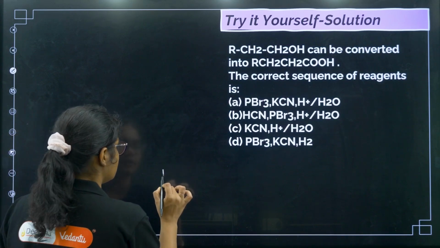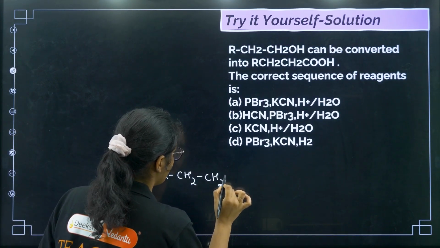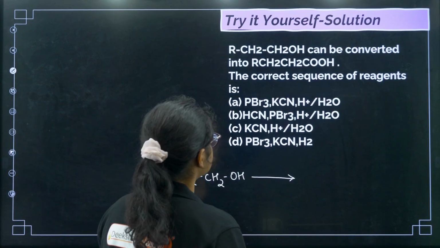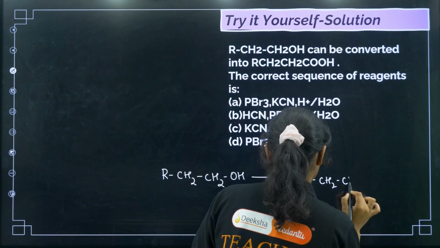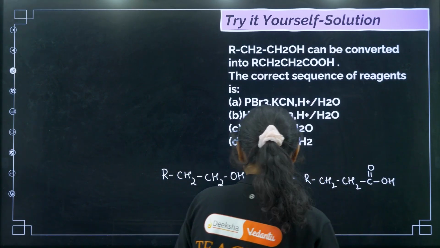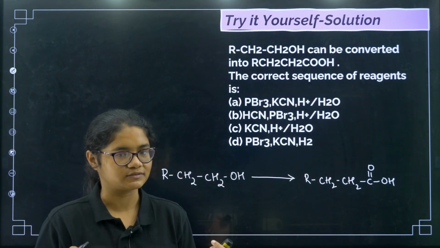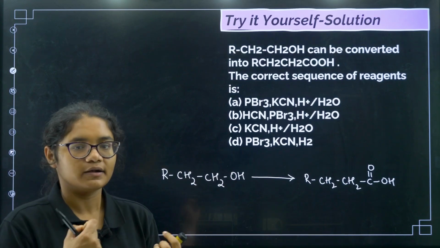You have to convert RCH2CH2OH to RCH2CH2COOH. See, this can be done within one method, that is by using a strong oxidizing agent, but the options are not like that. I have given the options in a different way.